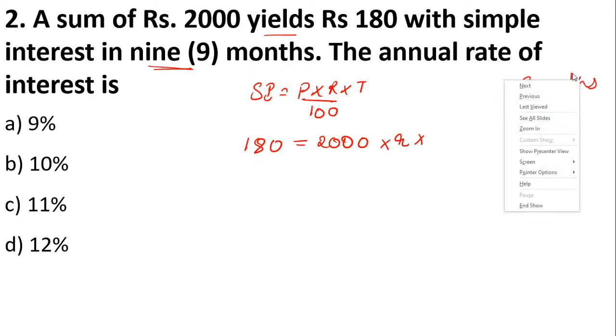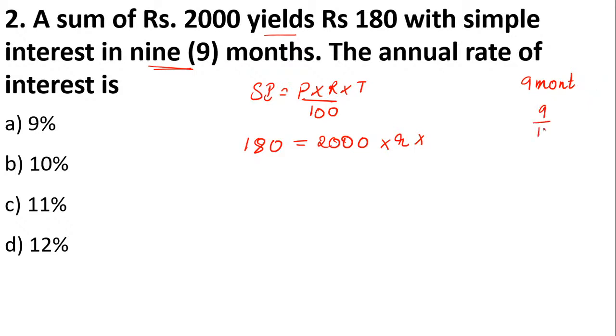How much is 9 months in years? Instead of months, we can write 1 upon 12. So we can also write 9 upon 12 years. A month is a 12th part of a year. Every month is 1/12 of a year, because when 12 months combine, they become 1 year. So instead of 9 months, we will be writing 9 upon 12.